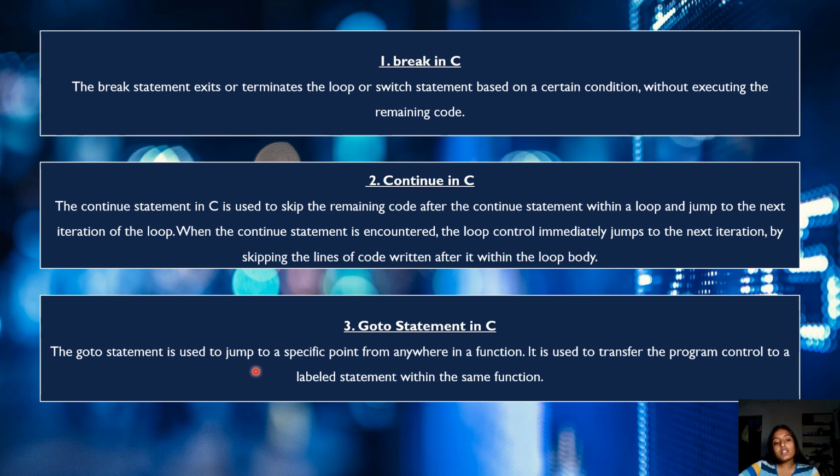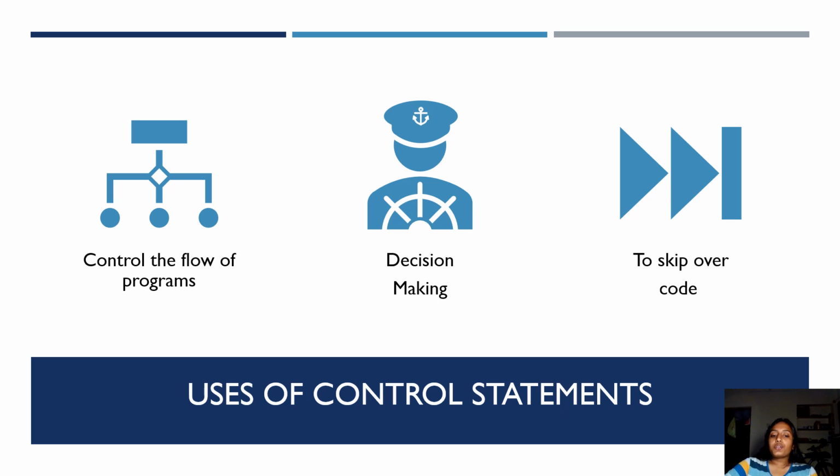The goto statement is used to jump to a specific point within a function, transferring the program control to a labeled statement within the same function. As the definition suggests, if we are at one point of a program and want to jump directly to another point of the program, in such scenarios we use the goto statement in C. Now let us look into a few uses of control statements.